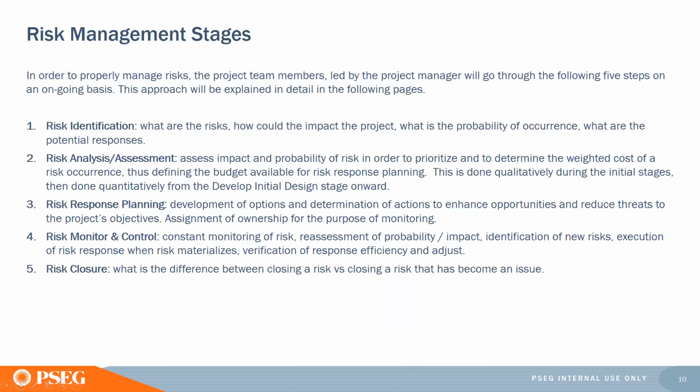So what are risk management stages? To properly manage your risk, you'll need to go through these 5 steps. Number 1 is risk identification. What are your risks? How could they impact your project? What's the probability of occurrence? And how would you respond to that risk? Step 2, risk analysis and assessment, which we'll look at in just a bit. You assess the impact and probability of a risk so that you can prioritize them, determine the cost if the risk occurs, and define your budget for risk response planning.